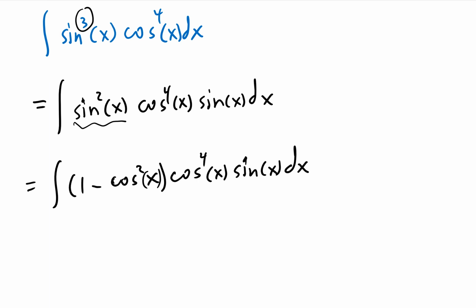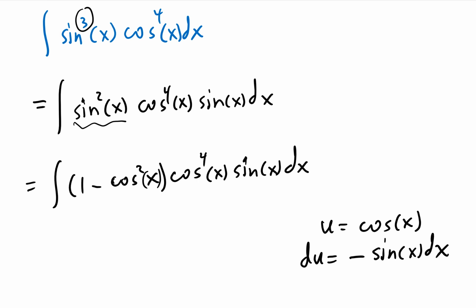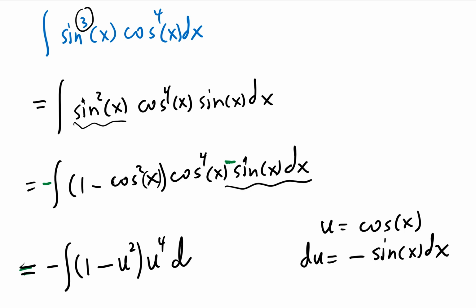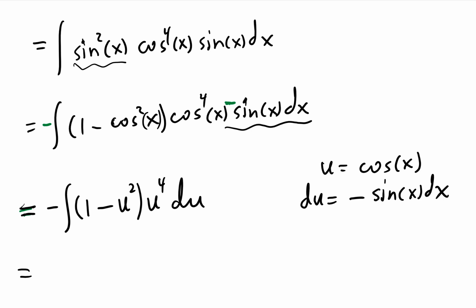Now we take our u to be cosine x with u substitution. So du is negative sine x dx. So we put a minus outside. So we need the minus, 1 minus, cosine is u, so u square, u to the fourth, and all of this is du. Multiplied by negative, so negative u to the fourth plus u to the sixth du.